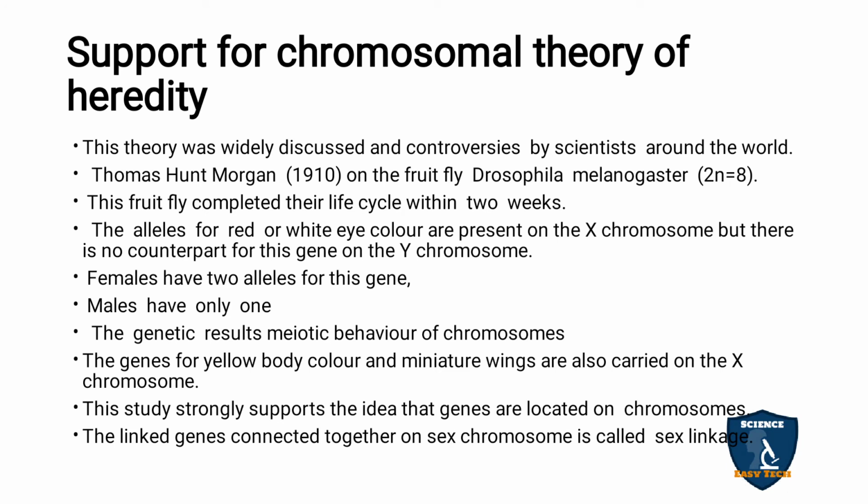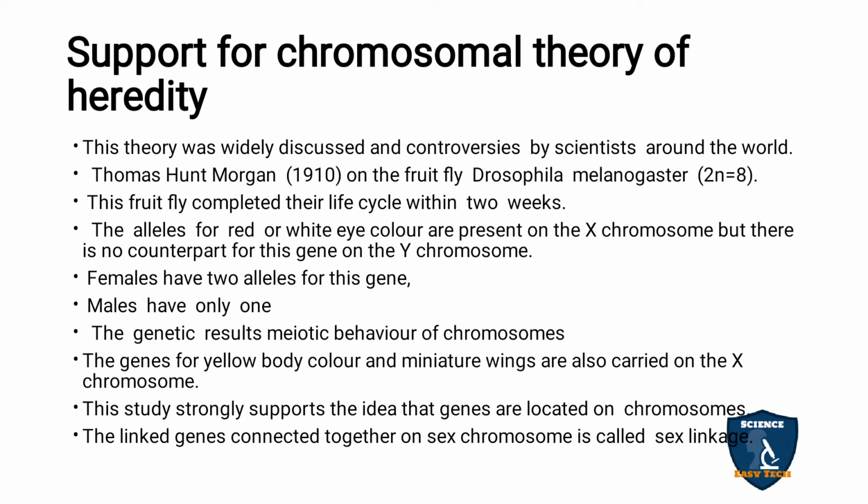When a new theory is proposed, there are some objections to it, and some scientists objected to this theory. But Thomas Hunt Morgan in 1910 proposed and supported the chromosomal theory of heredity based on his work in the fruit fly, Drosophila melanogaster, whose diploid chromosome number, 2n, is 8. He took Drosophila because it completes its life cycle in 2 weeks.